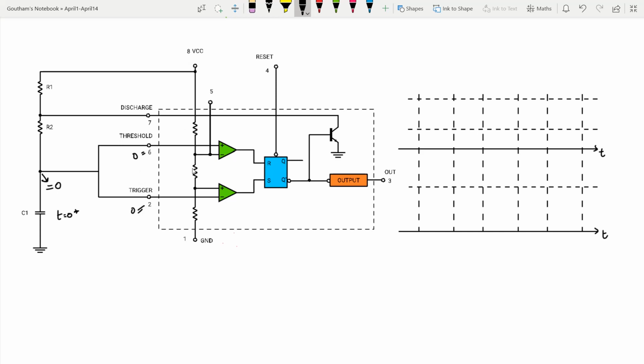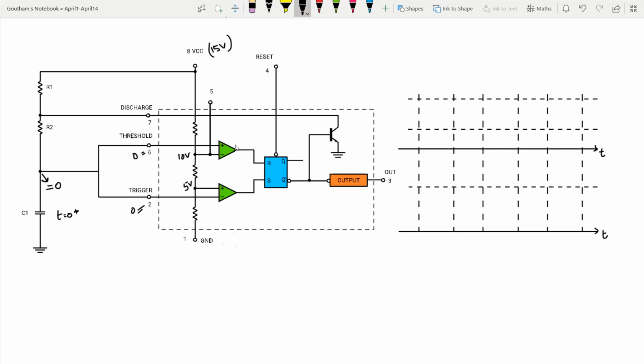We know from the previous videos that if VCC is equal to 15 volts, this will be 2/3 VCC, that is 10 volts, and this will be 1/3 VCC, that is 5 volts. So at t equal to 0, what is happening? Let me call the top comparator the threshold comparator, because one of its pins is connected to the threshold pin. Let me name the bottom comparator the trigger comparator, because one of its pins is connected to the trigger pin.